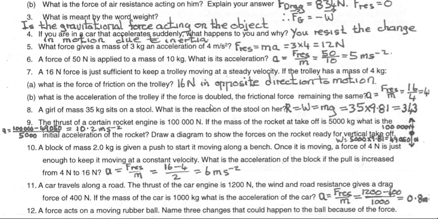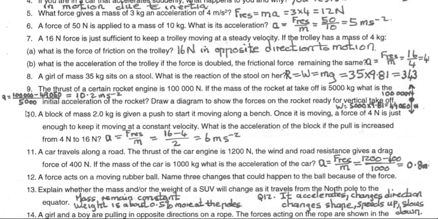B. What is the acceleration of the trolley if the force is doubled, the frictional force remaining the same? So therefore, we've got 32 newtons forwards, but the friction is 16. So 32 minus 16 is 16. So the resultant force is 16 divided by the mass of 4 gives 4 meters per second squared for the acceleration.